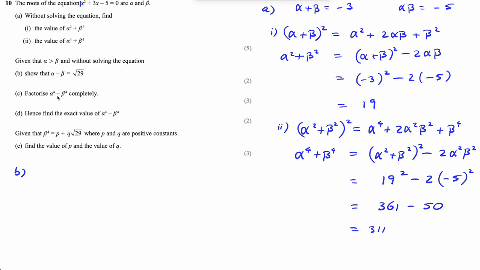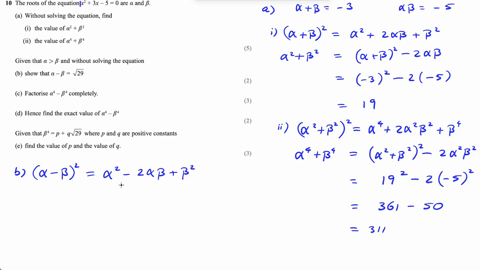Show that alpha minus beta is equal to root 29. Okay, so we have alpha plus beta. We have alpha beta. We don't have alpha minus beta. But what we can do, guys, similar to getting alpha squared plus beta squared, let me just try this, guys, alpha minus beta squared. So if we square this, we can get alpha squared minus 2 alpha beta plus beta squared.